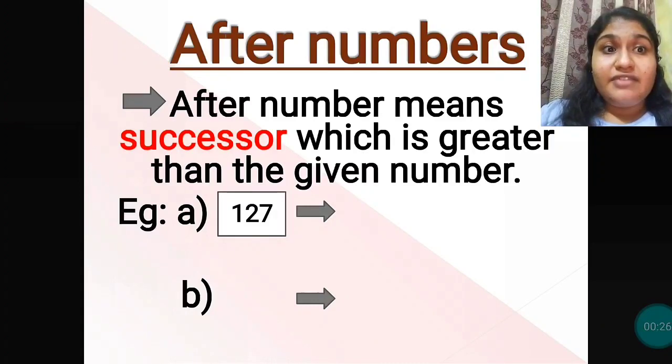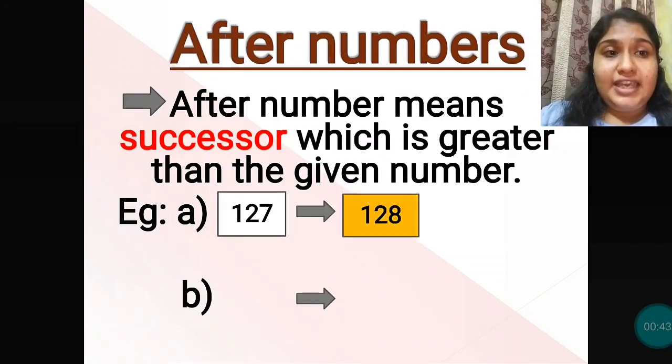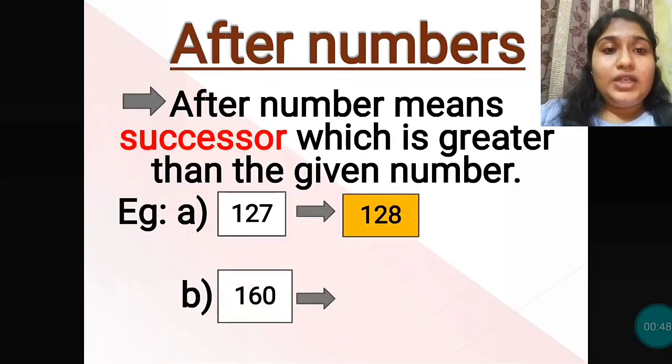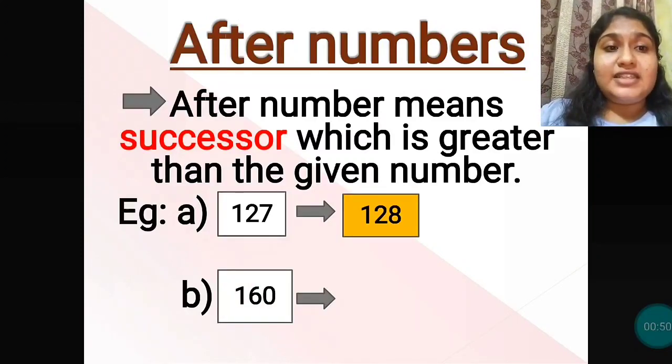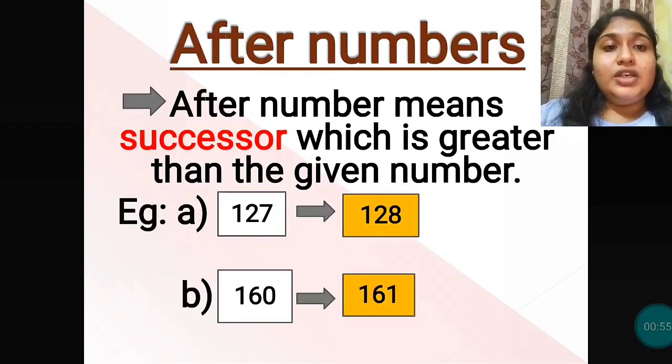127. So here the given number is 127. So we have to write down the successor of this. Successor means what comes after 127. So students, guess it. 127 के बाद क्या आता है? Yes, 128. Let's see another example. 160. What comes after 160? Yes, 161. So here students, you can see 127 and 160 are the given numbers.